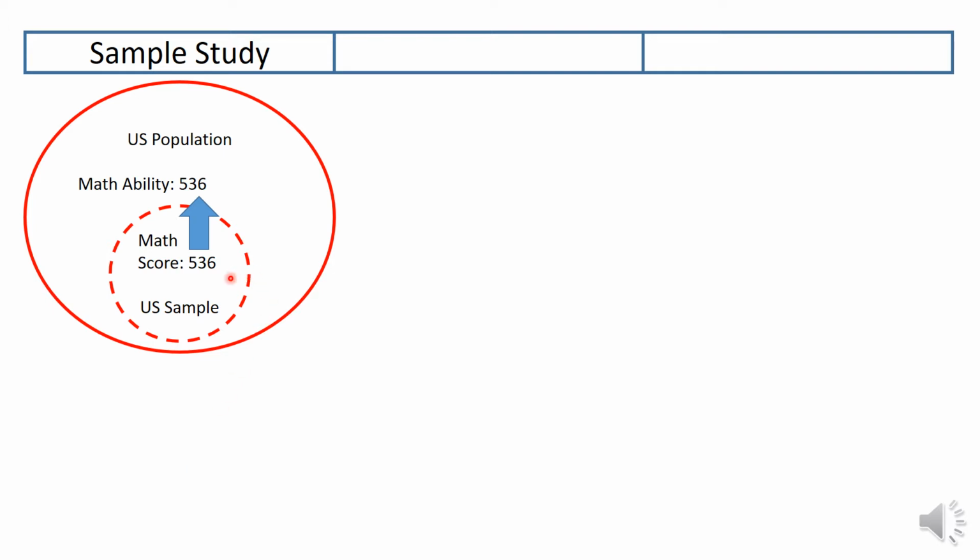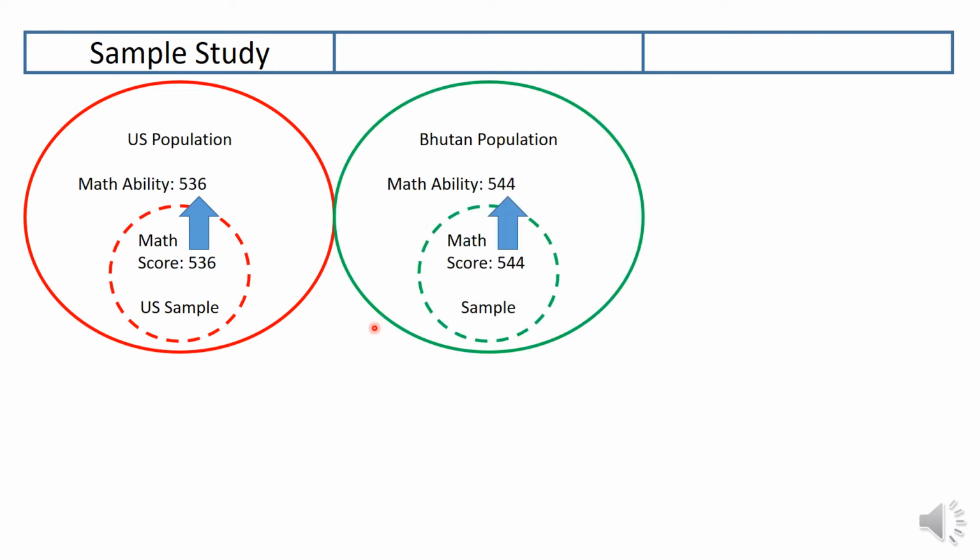So just to give you a little bit of the jargon, this number right here is called the statistic, and then we use that to estimate the population parameter. So we actually measure the sample statistic and then use that to estimate the population parameter. And we can do the same for different populations. So we could look at the population of Bhutan. In our sample of Bhutanese people, they had an average score of 544. So we use that to estimate the average ability for the entire Bhutan population.